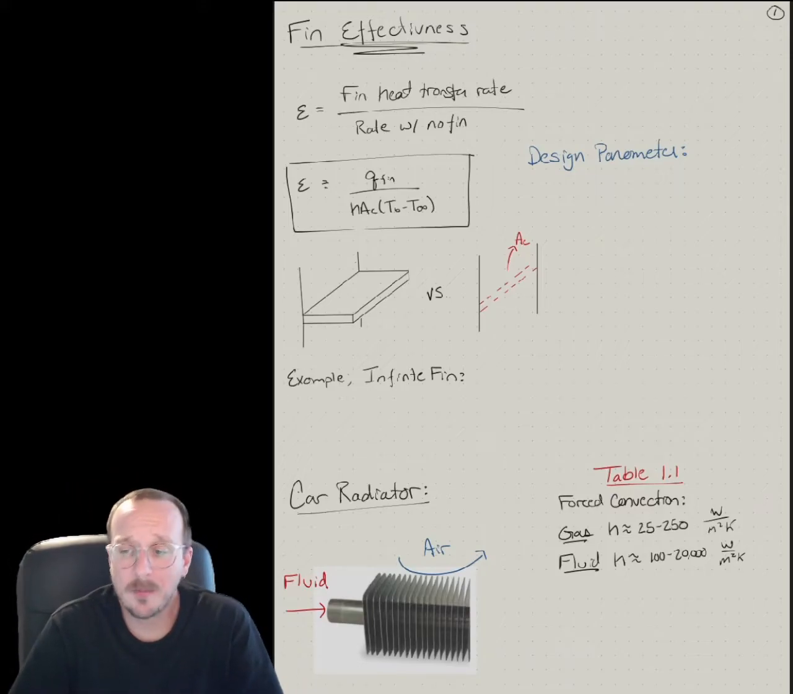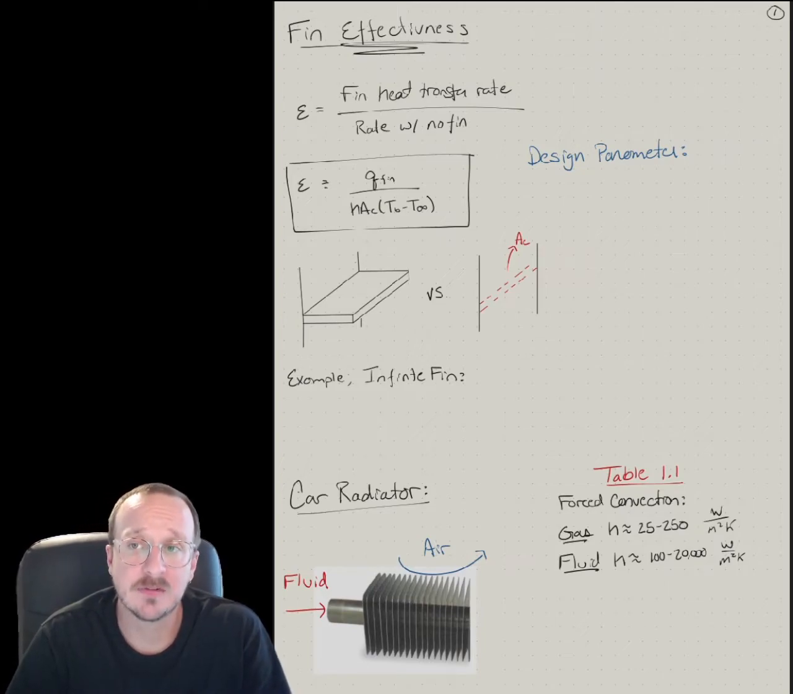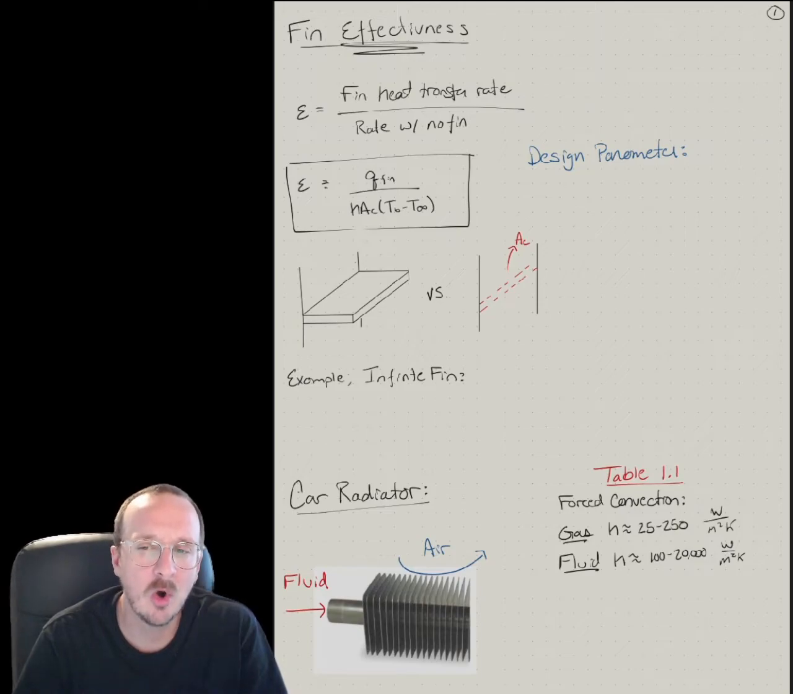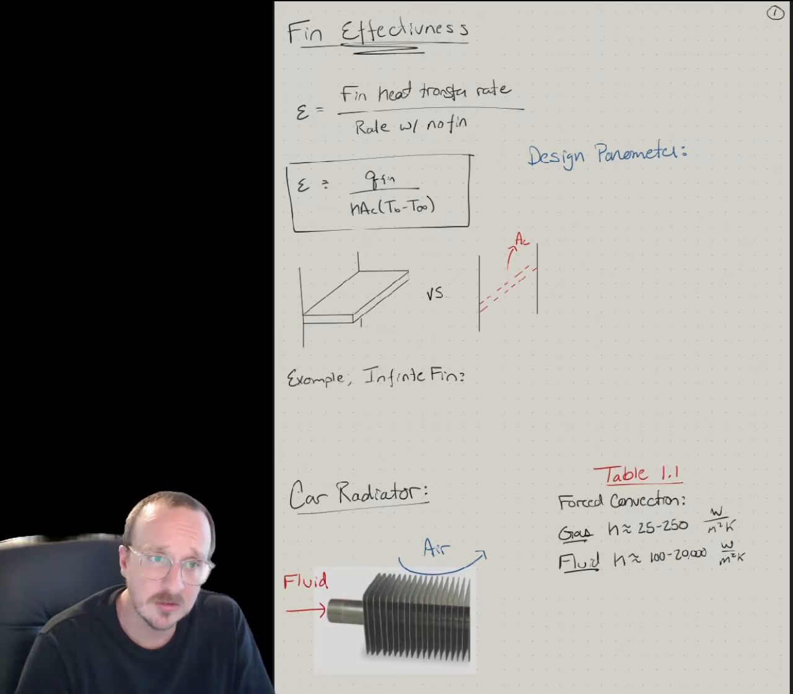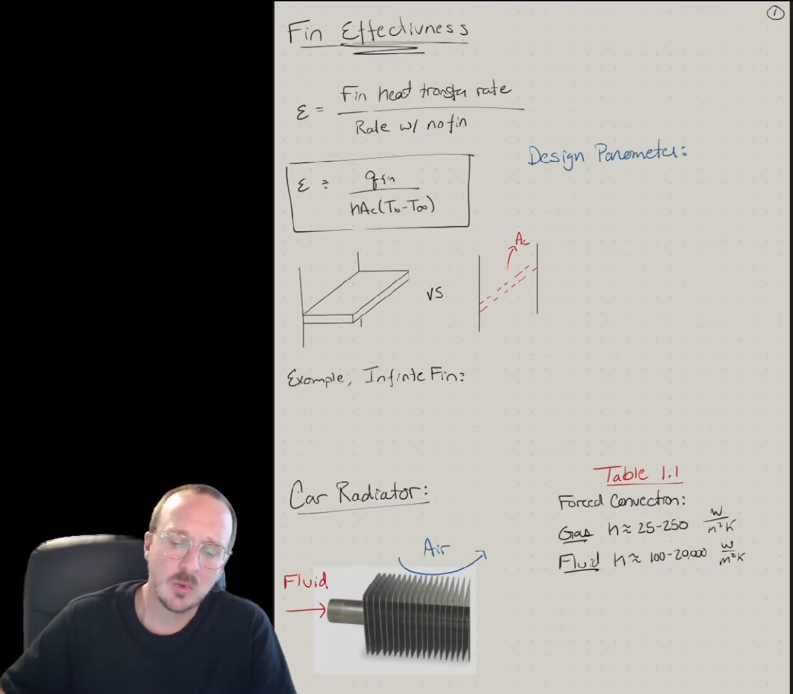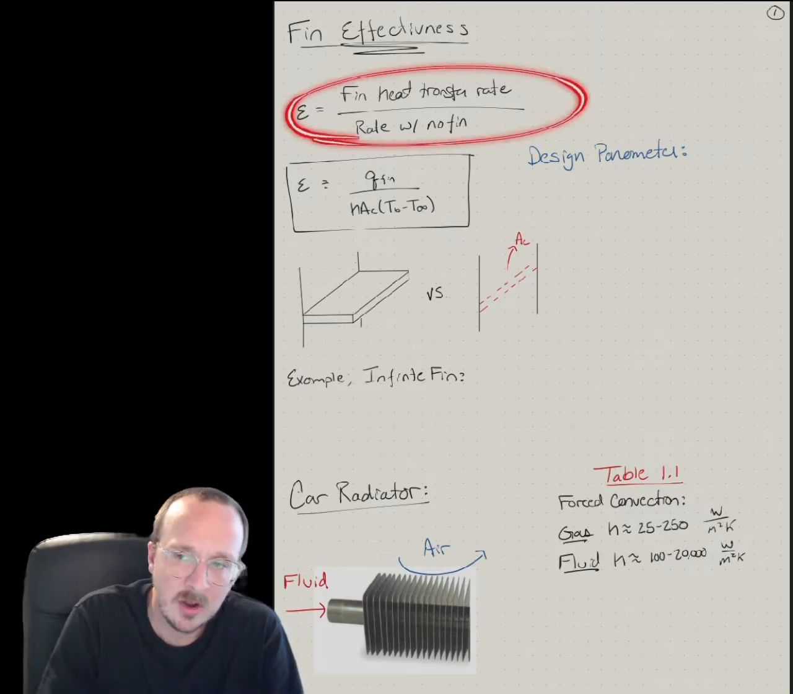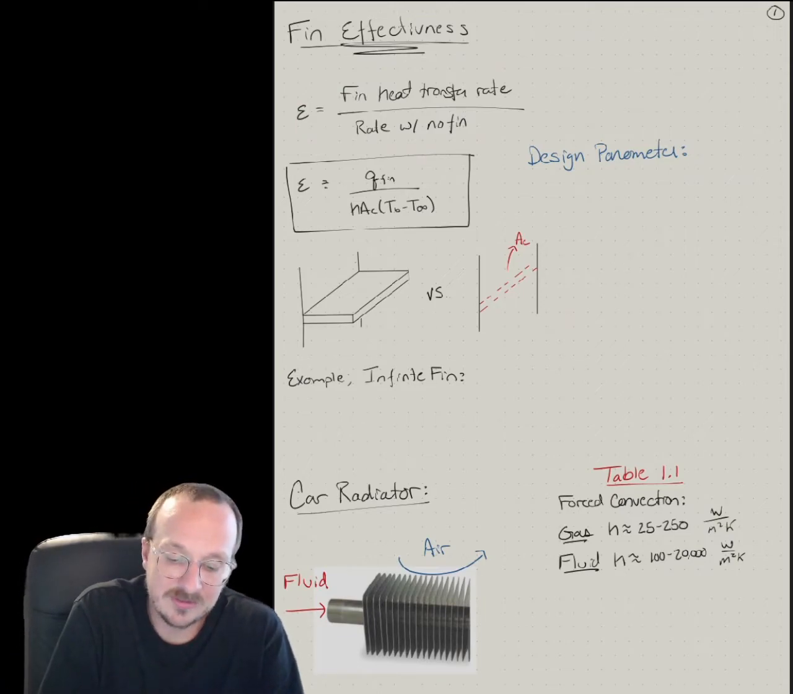Okay, I want to talk about an interesting parameter that I can use to describe and design fins. It's called the fin effectiveness. Once you know the heat transfer rate from a fin, which we've been talking about, you can consider the fin effectiveness. This is very straightforward. We're going to use this term epsilon, which is the fin heat transfer rate divided by the rate if there was no fin.